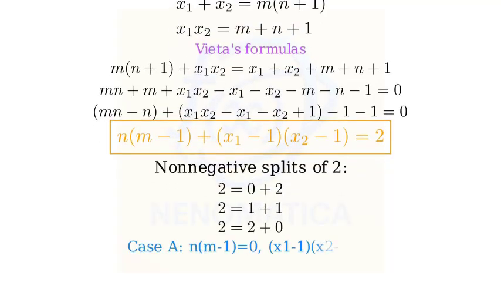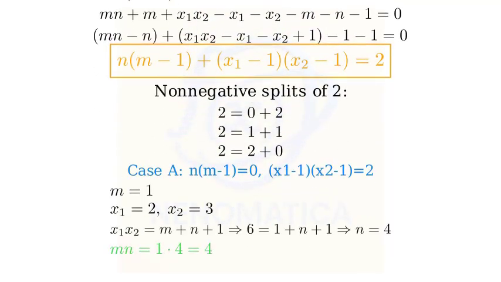Case A. Set n times (m minus 1) equals 0, and (x1 minus 1) times (x2 minus 1) equals 2. Since n is natural, n equals 0 is impossible, so m minus 1 equals 0. Thus m equals 1. The factor 2 on the right can be realized by x1 minus 1 equals 1, and x2 minus 1 equals 2, giving x1 equals 2 and x2 equals 3 as natural roots. Using Vieta's product, 2 times 3 equals m plus n plus 1, so n equals 4. Therefore, mn equals 4.